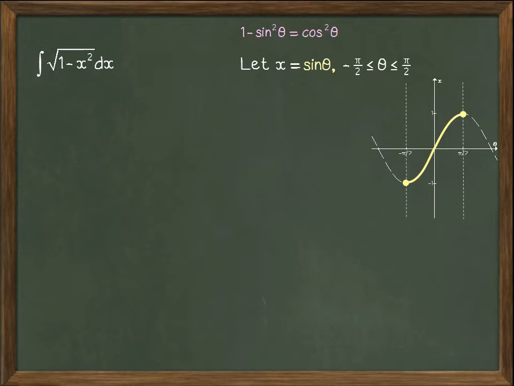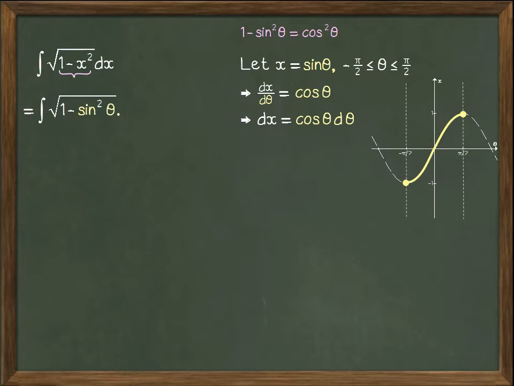Okay, so back to my substitution. If x is equal to sine theta, then dx is equal to cosine theta, and that would imply that dx equals cosine theta d theta. And now we are finally ready for our substitution. So x can be substituted by sine theta and dx by cosine theta d theta.